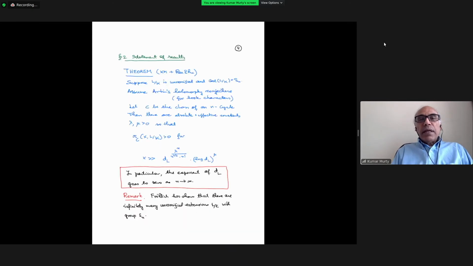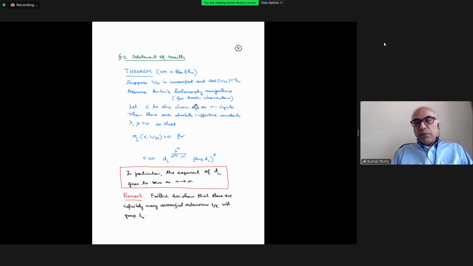Okay. So here's the theorem that I want to speak about today. It's a very particular case. So suppose I have an extension of fields L over K that is unramified, and suppose it's an S_n extension, so it's a non-abelian unramified extension. And I'm going to assume Artin's holomorphy conjecture for the so-called hook characters.